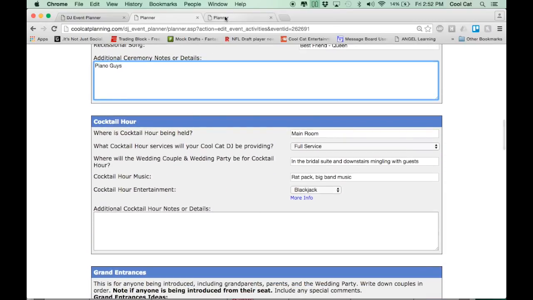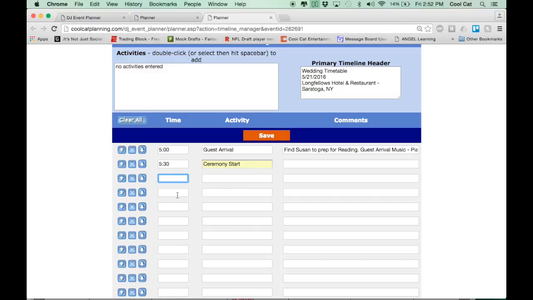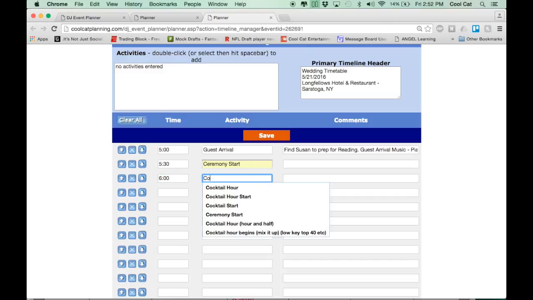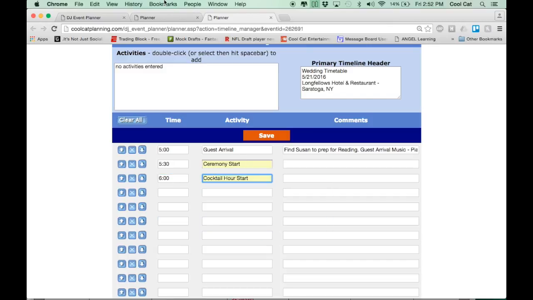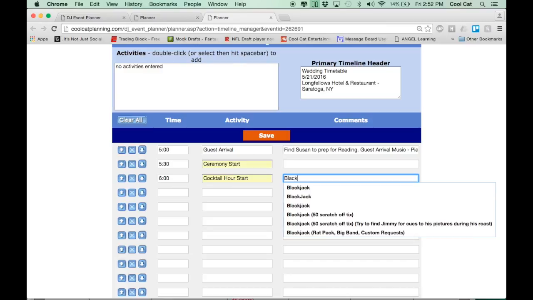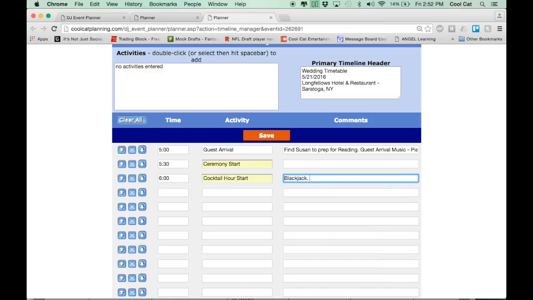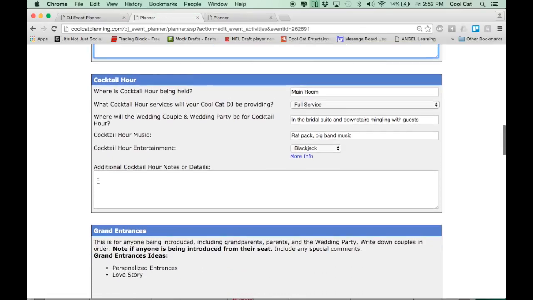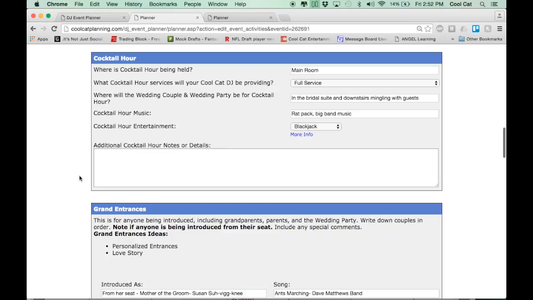So then you move right into cocktail hour, which is a half hour after the ceremony. So 6 o'clock, cocktail hour. And during cocktail hour, they want blackjack. So definitely make a note of that so that you don't forget. And you could also note their music. They wanted Rat Pack and Big Band. Cocktail hour is really quite simple.